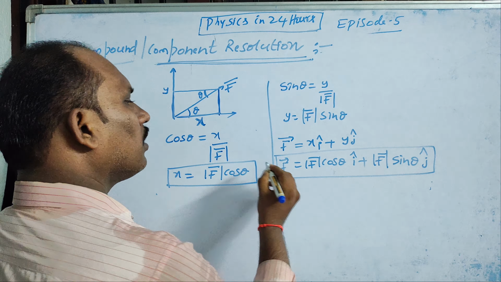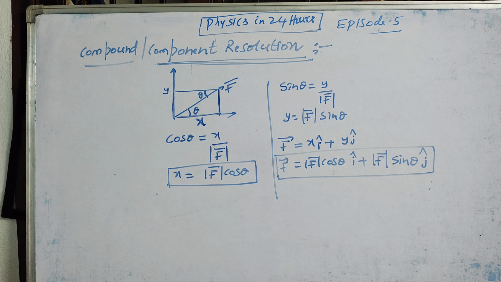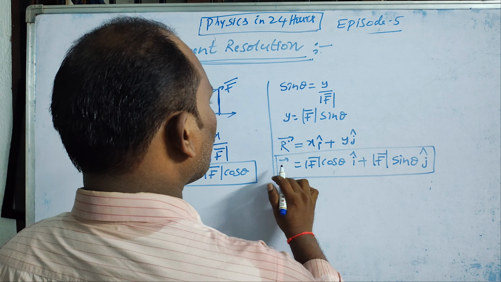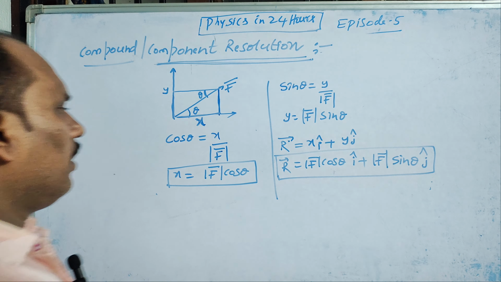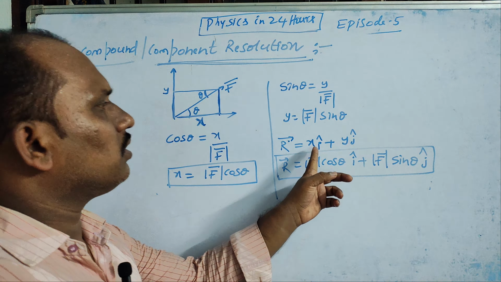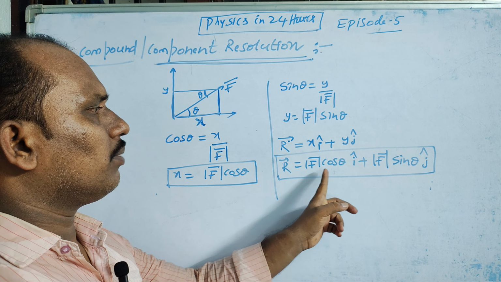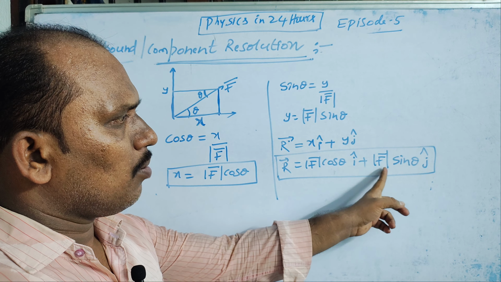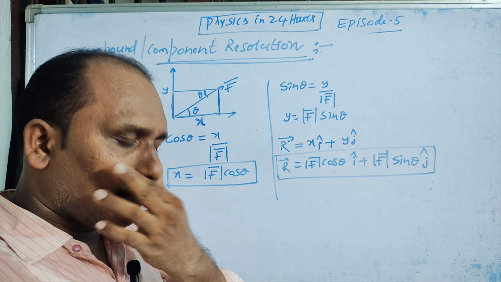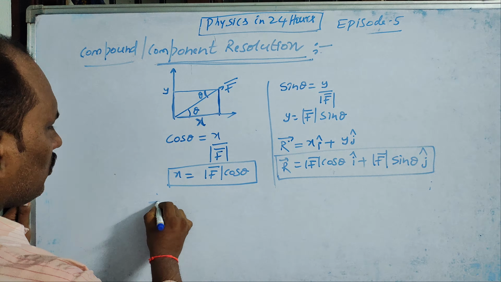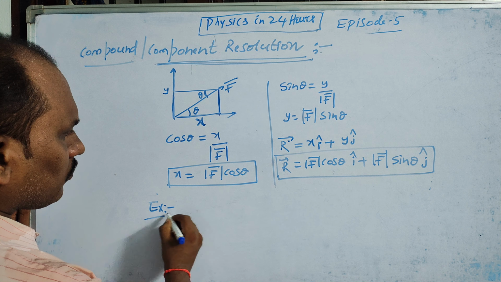So I hope you people are understanding. So this is nothing but the resultant. Better to go for the resultant value. So R bar is equal to x i cap plus y j cap. R bar is equal to modulus of F bar cos theta i cap plus modulus of F bar sin theta j cap. So let's take one example so that you people understand. So I quote with an example.